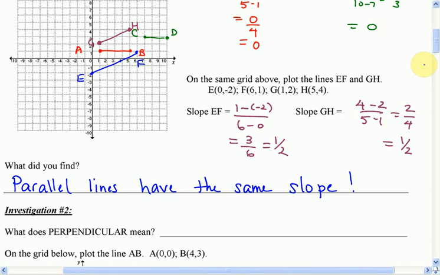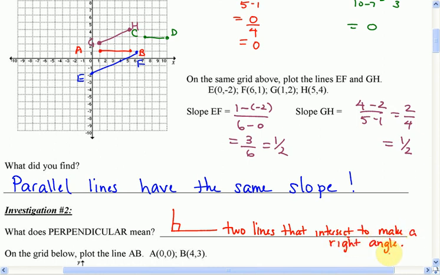Now when I tell you the word perpendicular, what does that mean? I know they're perpendicular, but what does that mean? You show me this picture and I see some of you with your hands go like this. You're looking for the right angle, right? So two lines, I'll say, that intersect to make a right angle.